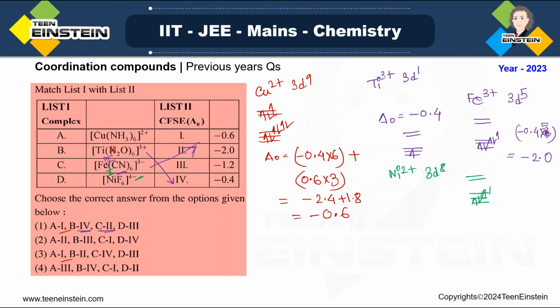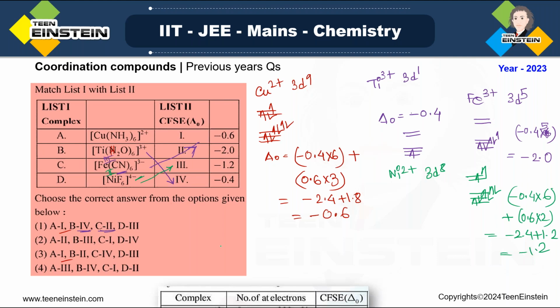First you can place all the 5, sorry, again I'm saying ligand, it is actually electrons. Just place all the 5 electrons single, and then 3 extra electrons like this. So it will be minus 0.4 into 6 plus 0.6 into 2. So minus 2.4 plus 1.2, it will be minus 1.2, which is D matching with 3. That means all these are indicating option 1.